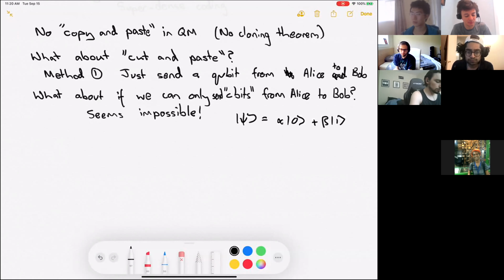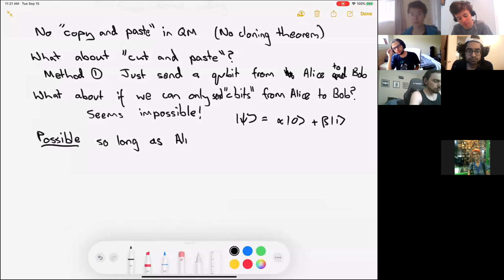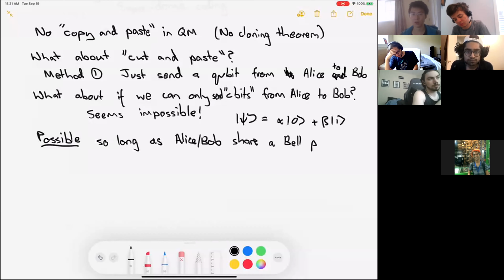Awesome. Okay, it turns out it actually is possible, so long as Alice and Bob share a Bell pair. And the way you do it is this thing, quantum teleportation.